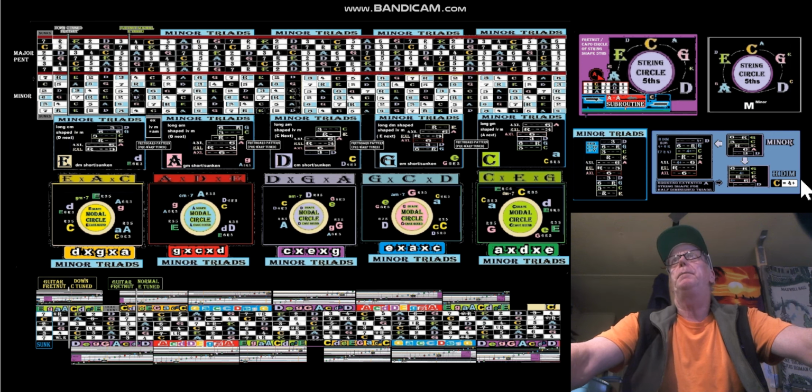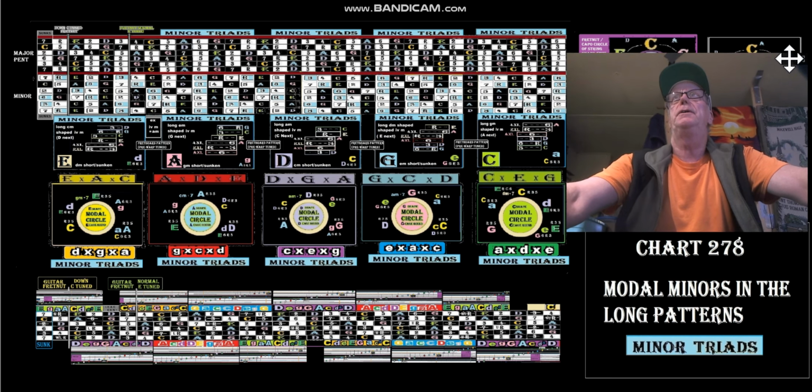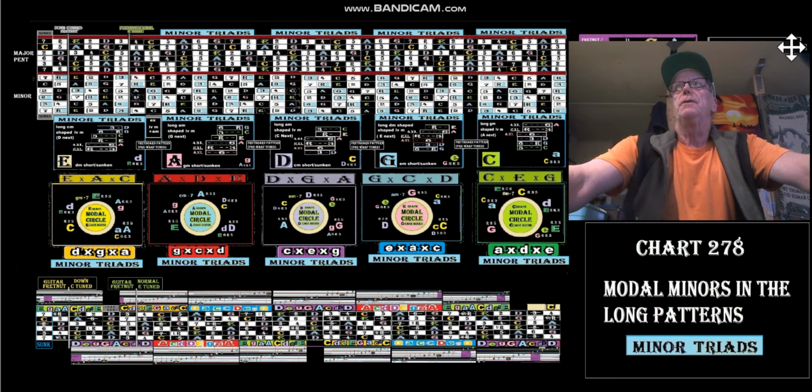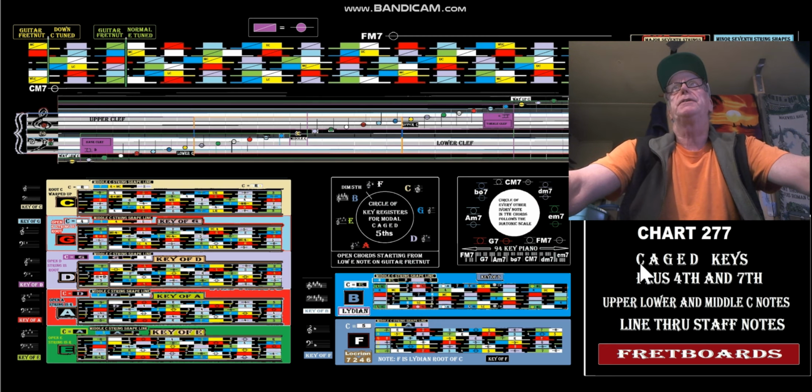We're going to pick it up from last lesson, and we're about 150, 200 lessons deep in this matter of guitar charts. So this is chart number 278, modal minors in the long patterns, minor triads. Then we also have to look at 277, CAGED keys plus fourths and sevenths, upper, lower, and middle C notes, line through staff notes, fretboards.